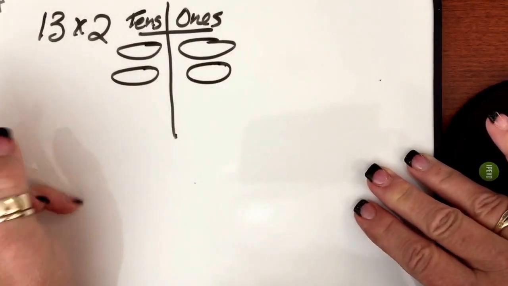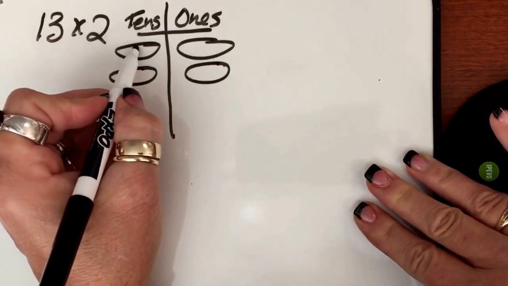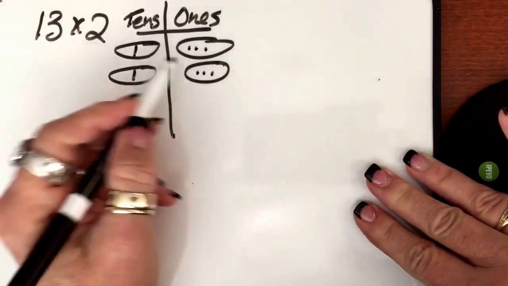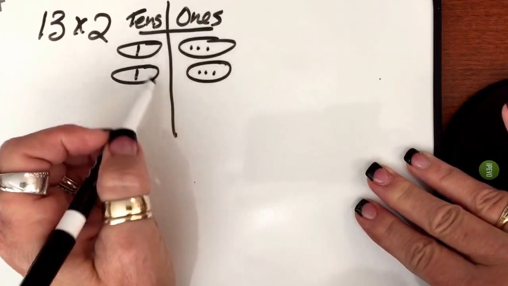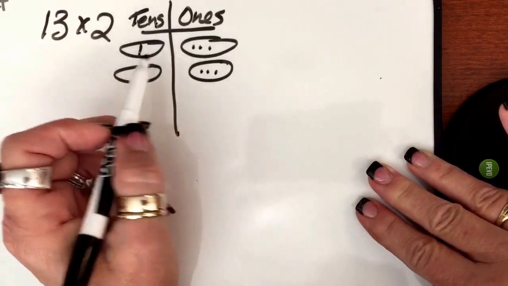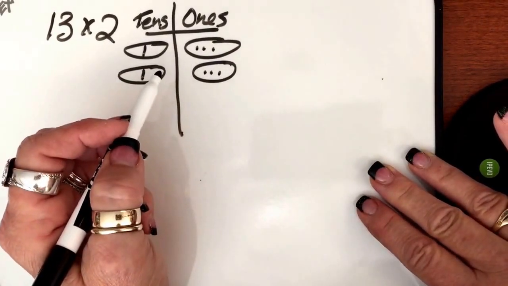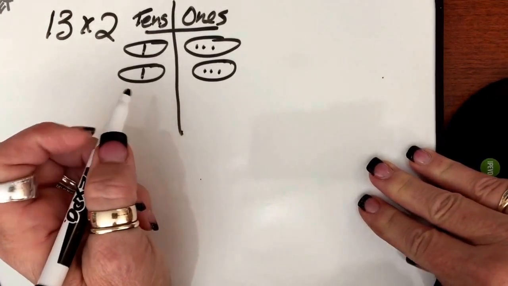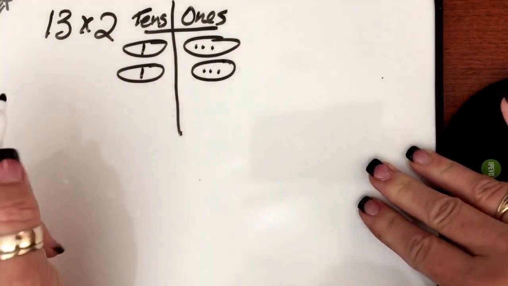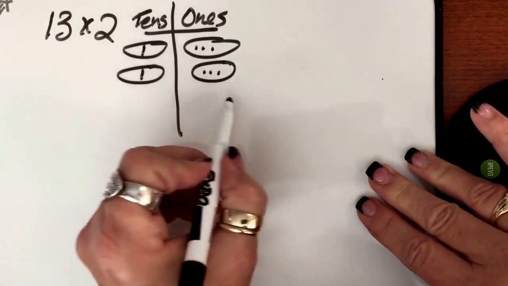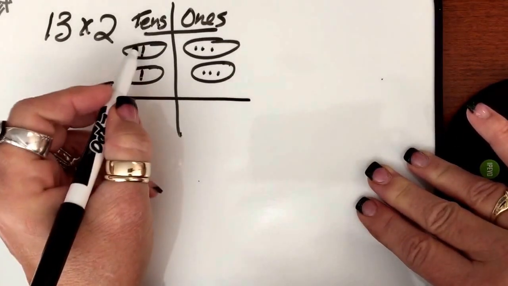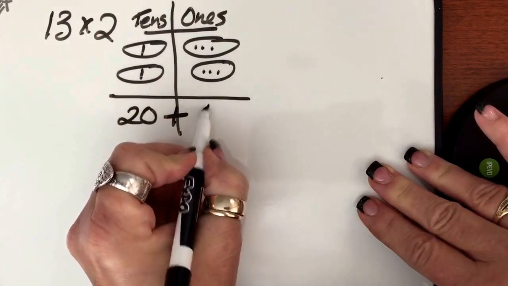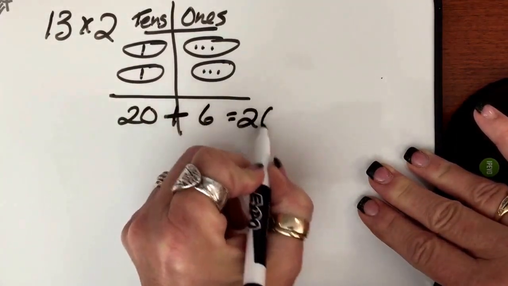And then when we think about 13, 13 has 1 ten and 3 ones. And remember, these are just like using the, what am I trying to think of? Oh, you know, the rods and the units, it'll come to me. Anyway, so then we look at what we have, 10, 20. We have 20 plus 6, so our answer has to be 26.